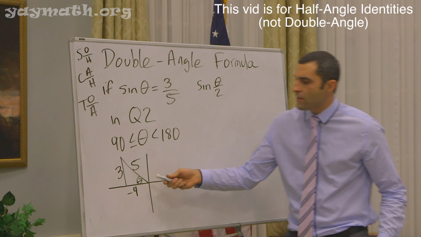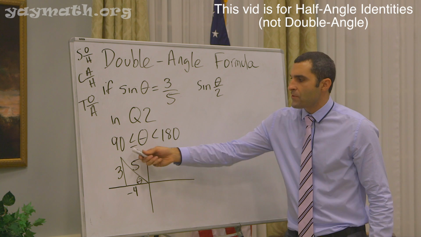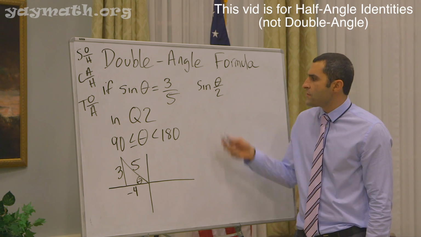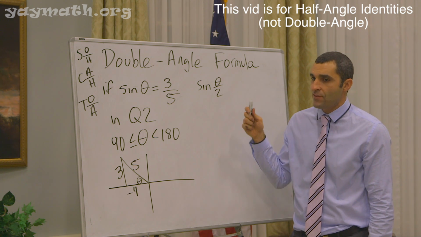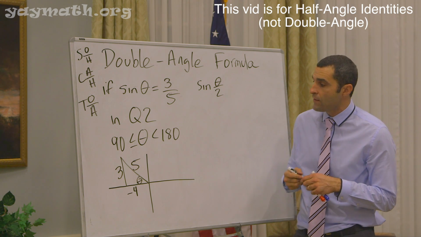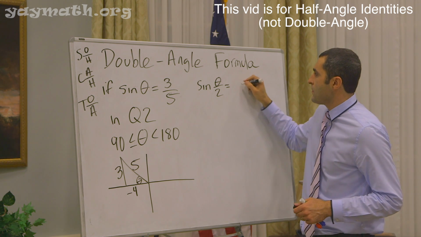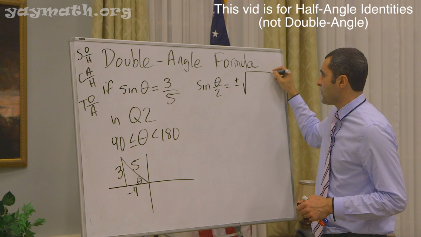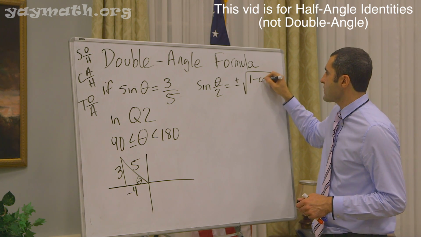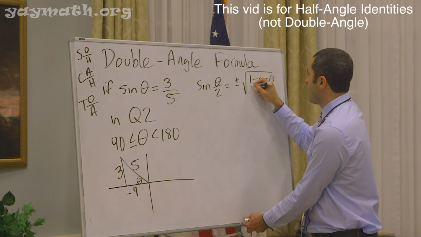Here's the thing. This angle is some obscure angle, somewhere between 90 and 180 degrees. So getting the sine of half that angle is going to be difficult, but there's a formula for it. It goes like this: plus or minus the square root of 1 minus cosine of theta over 2.